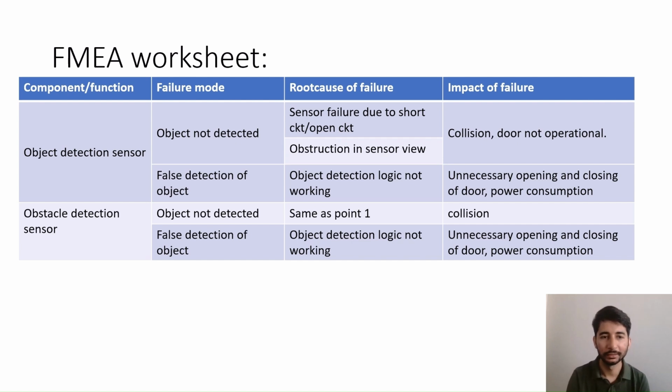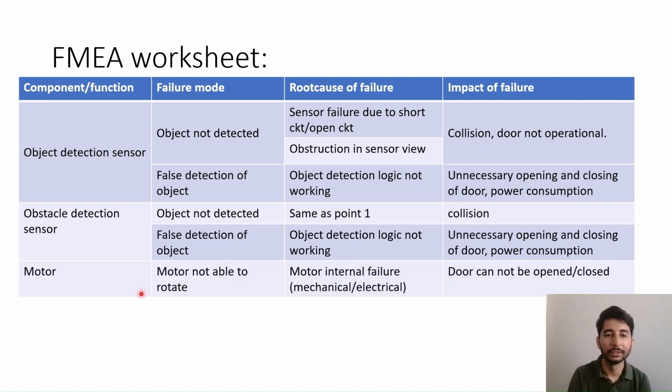Now moving to the third point, that is the motor. What we can see is that if the motor is not able to rotate, even if my controller gives the signal to open the door, since the motor is having failure, the door won't open. So the motor not being able to rotate is a failure mode. This can occur when there is an internal failure of the motor, either mechanical or electrical. And again, the impact will be that the door cannot be opened and closed. So these 3 points we have identified for the three components.